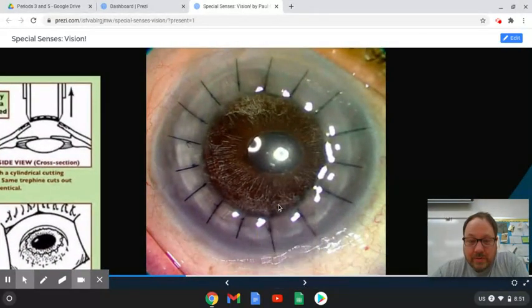What they're able to do is actually stitch it in. Here you see the stitches, and there's even the light in the operating room. You can numb the eyes, cut out the cornea, and then stitch in a new donor cornea, and these stitches will eventually dissolve. So pretty wild stuff that can be done with the eyes.